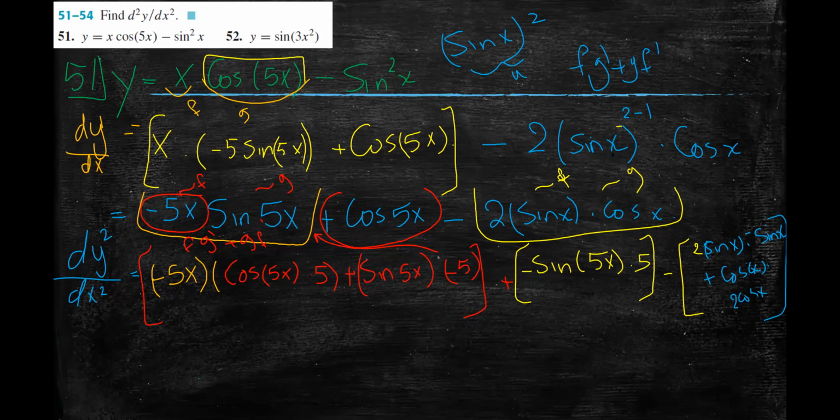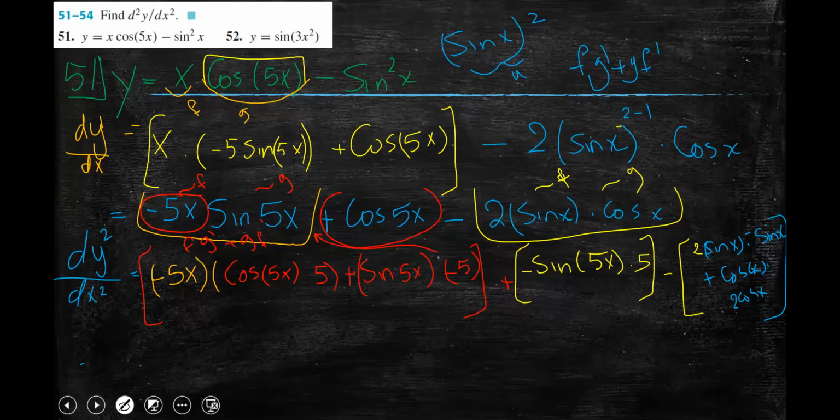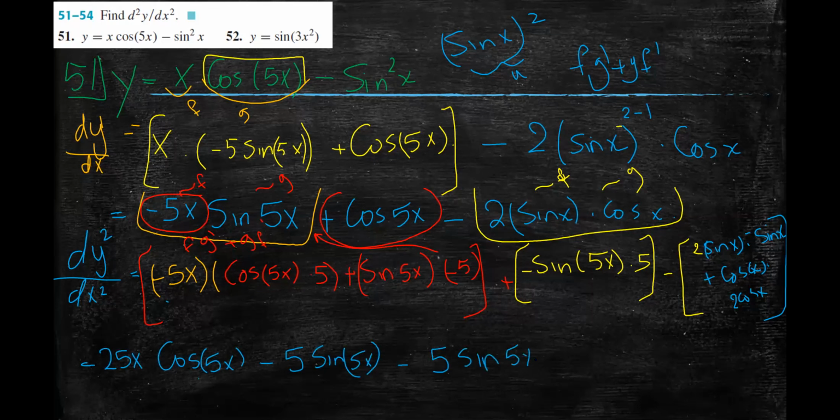Then now let's simplify it. Let's say now it is negative 25x cosine 5x plus or minus 5 sine 5x, then minus 5 sine 5x plus negative 2 sine squared x plus 2 cosine squared of x.